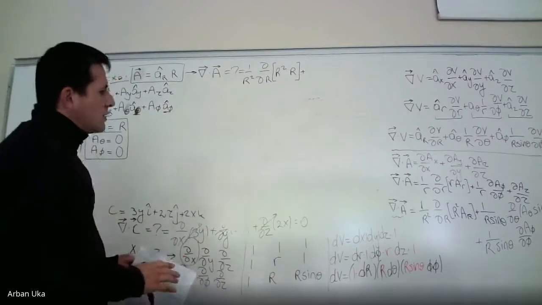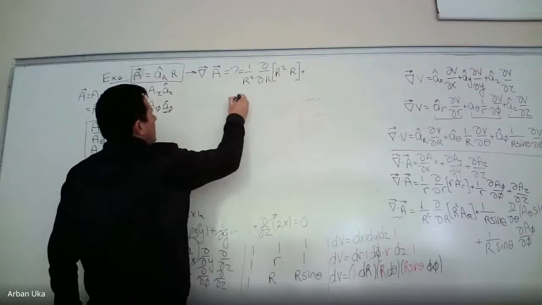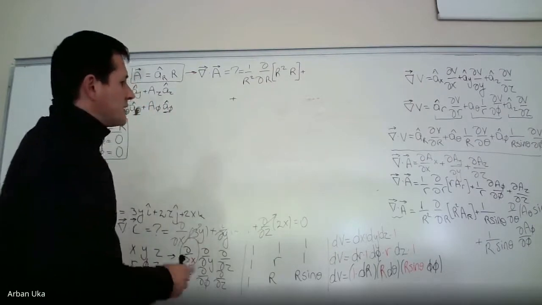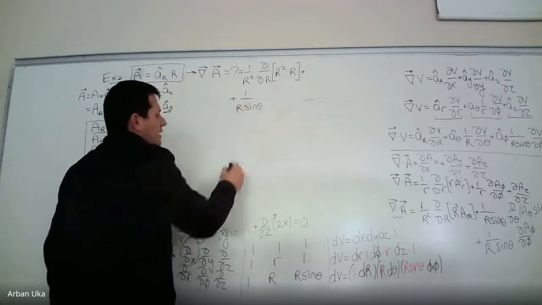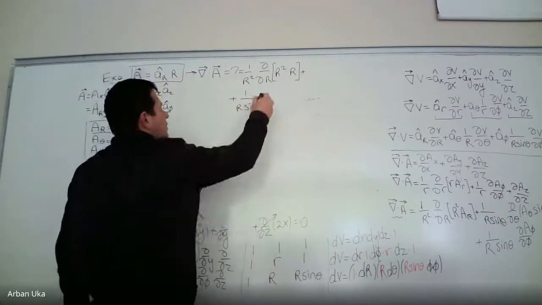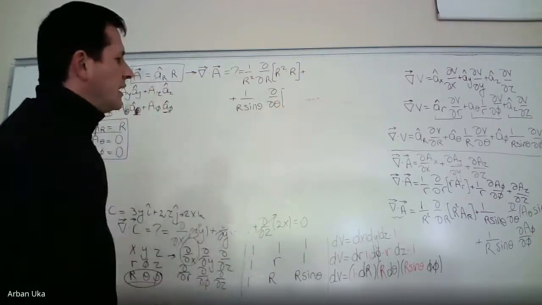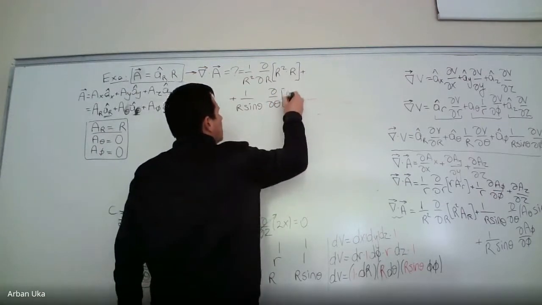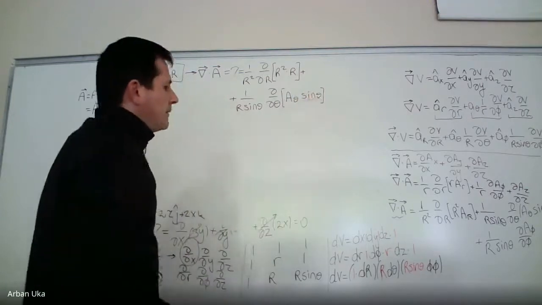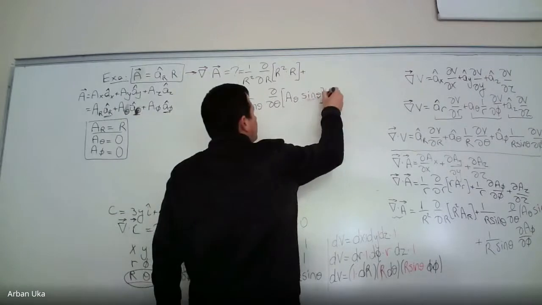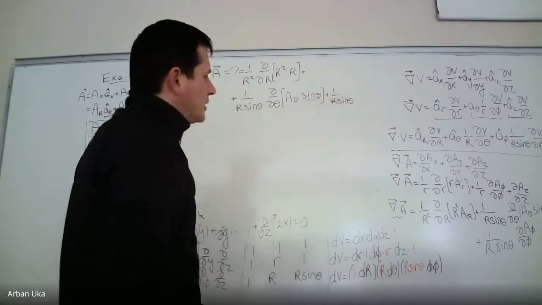So what we are doing here, we're just carefully trying to write down every respective term. So this is plus 1 over sine theta times the derivative with respect to theta of A_theta sine theta. Okay, plus 1 over sine theta times d.